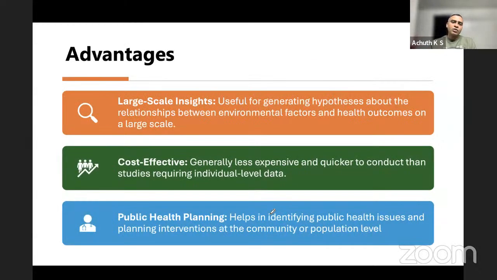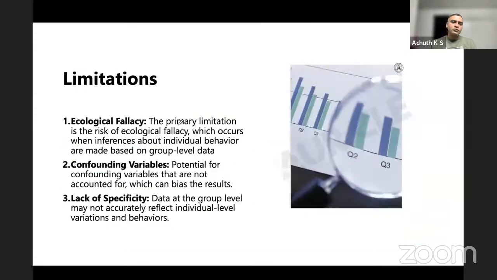Okay, what are the advantages? You can do it on the large scale. Okay, for generating hypothesis. It is cost effective in nature and helps in public health planning. Limitations: ecological fallacy means the primary limitation is the risk of ecological fallacy. We'll see the fallacy again later. Confounding variables: we have so many variables acting in the nature or the environment which we do not take into account. And lack of specificity because we are not taking the data at individual level.